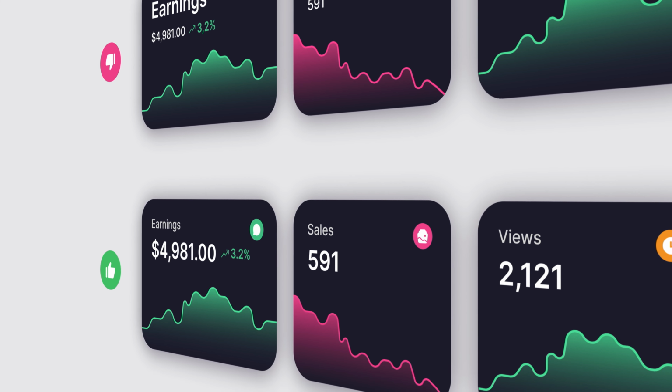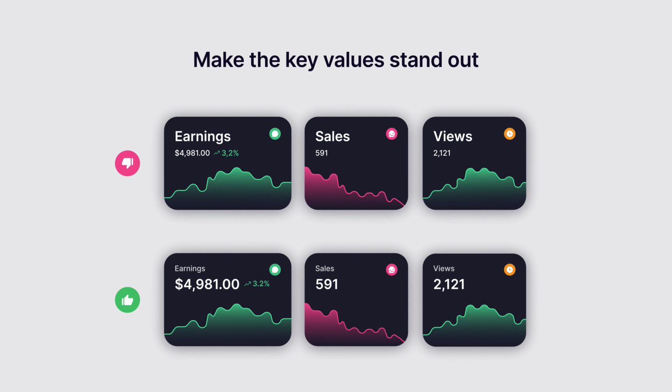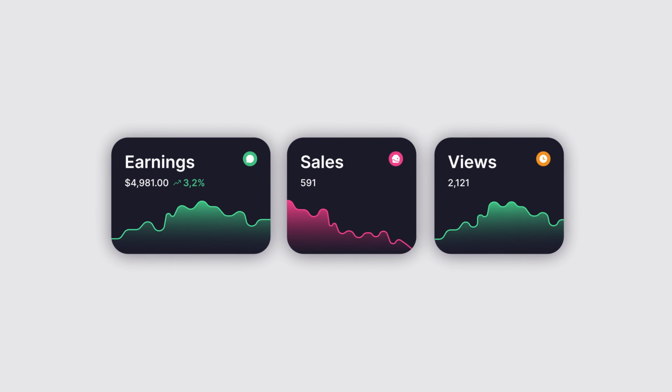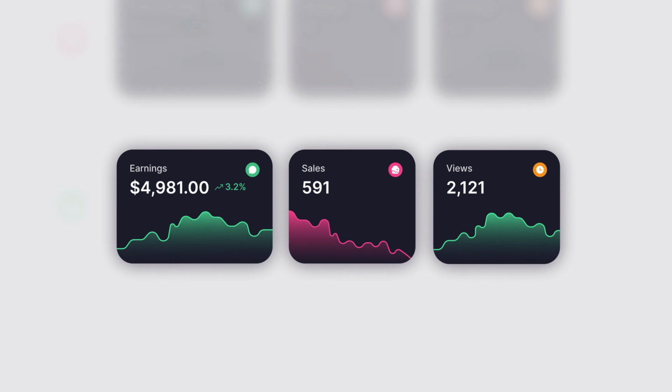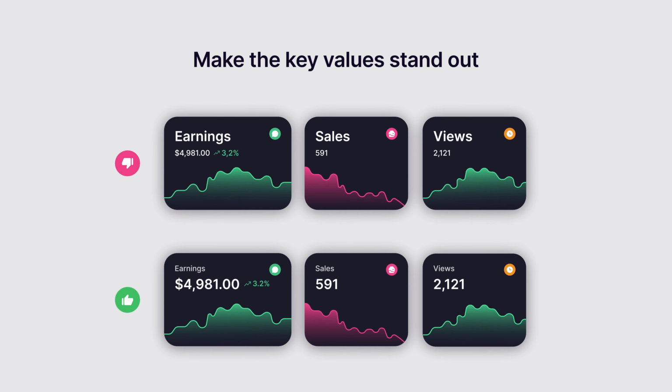For example, consider two designs that display three metrics. In the first example, the titles of the metrics like sales, earnings, and views have large fonts, taking the focus away from the actual values. In the second example, the important figures like 591 sales are more prominent, giving users the information they seek more quickly. The second design gets it right. By making the key values stand out while making the labels less prominent, you help users find what they're looking for.